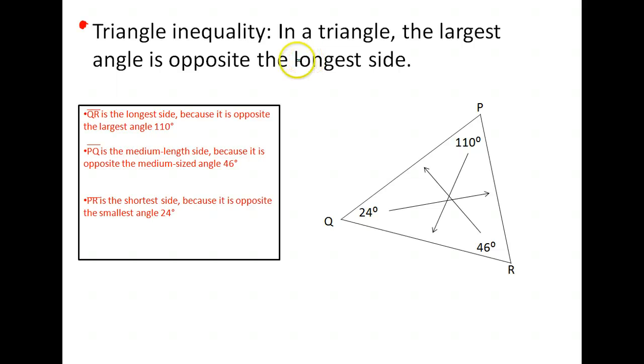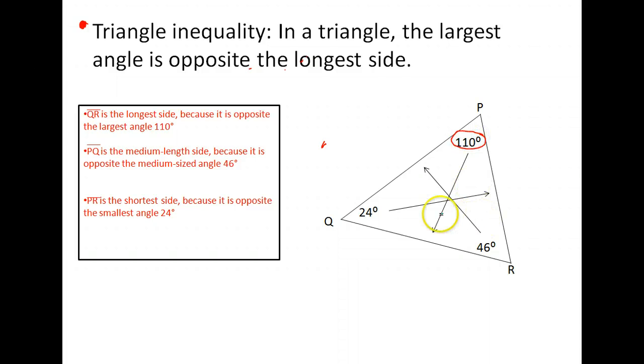The triangle inequality says that in a triangle the largest angle is opposite the longest side. So the biggest angle is across from the biggest side, the smallest angle is across from the smallest side, and the middle angle is across from the middle length side. So in this triangle here, which is not drawn to scale obviously, if we wanted to know where the longest side was, we could do it by looking at the angles.